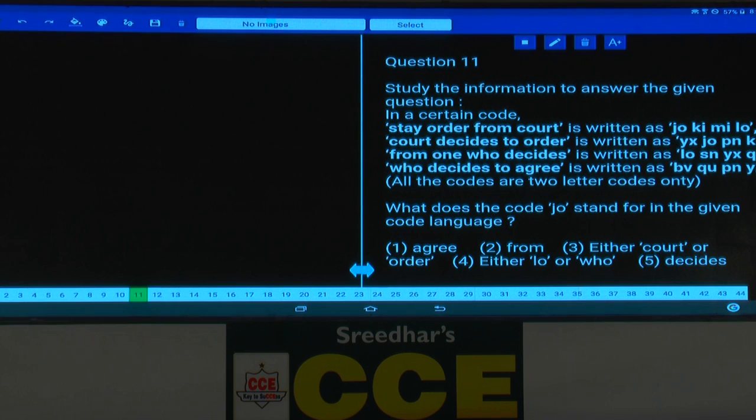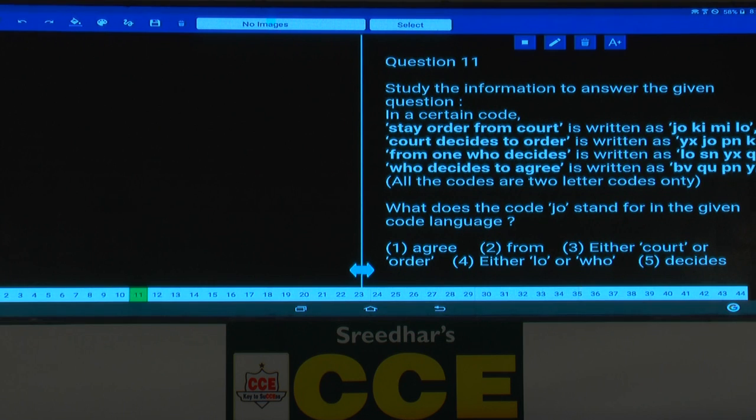Now in this coding and decoding, how many words are there, how many sentences are there? There are 4 sentences and 4 words in each of the sentences. Now compare the first one and the second sentence. If you compare the first and the second, stay order from quote, quote decides to order. And what are the words which are common between the first and the second? Quote and order. 2 words are common. As 2 words are common, we cannot compare these two.